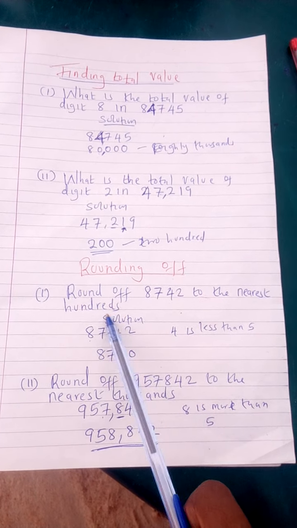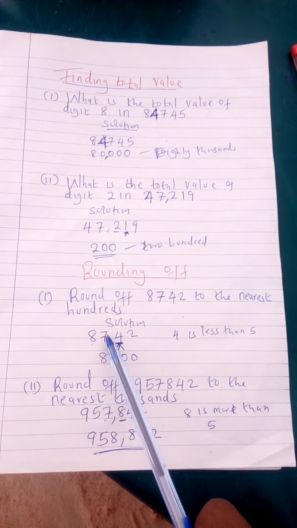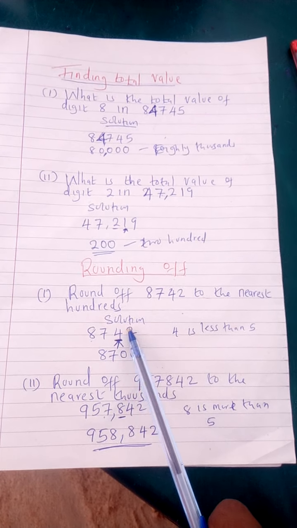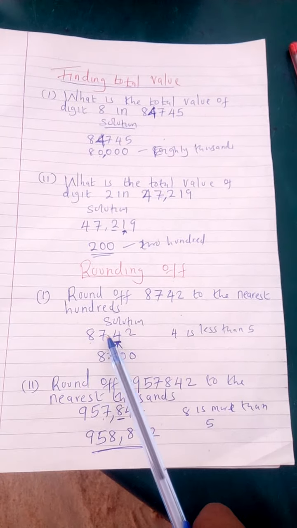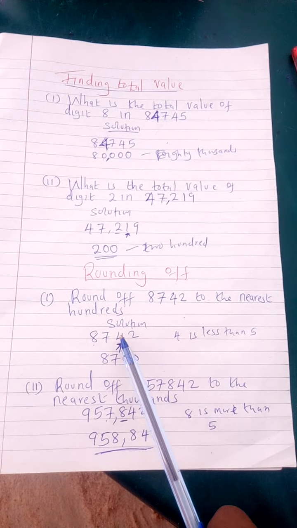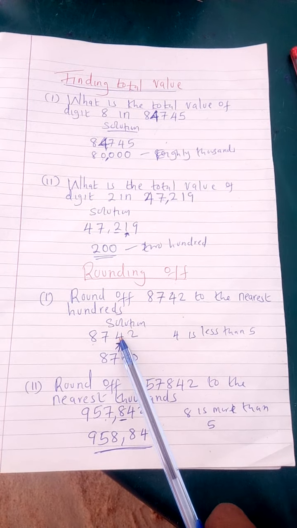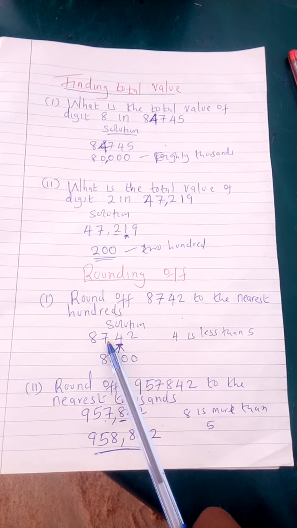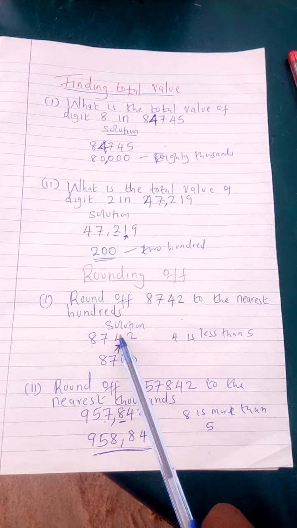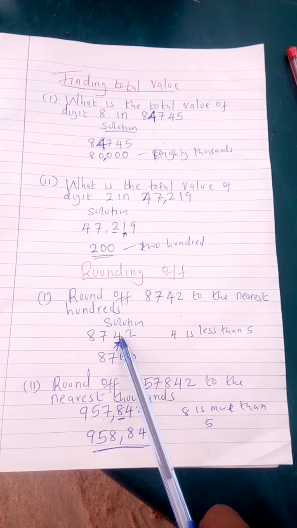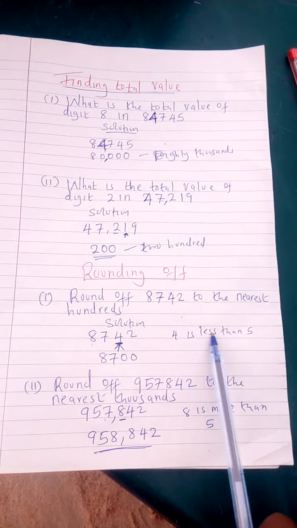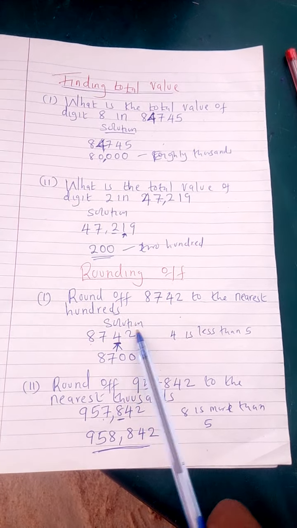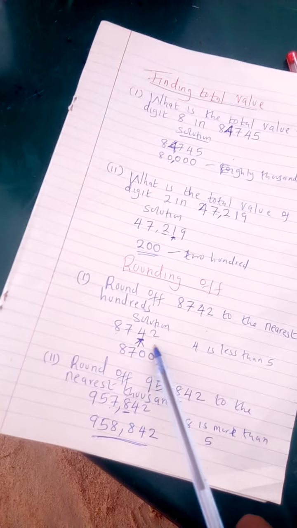So when we are asked to round off a number, we will go to the next digit. For example, if we are asked to round off to the tens, we will look at the ones. And if we are asked about hundreds, we'll check the tens. For our case here, we are asked hundreds, so we will go to our tens. Our tens here we have 40, which is now 4, which is less than 5. So therefore, we'll drop it. It will turn to 0. So we have 0, 0. And we have 8,700.